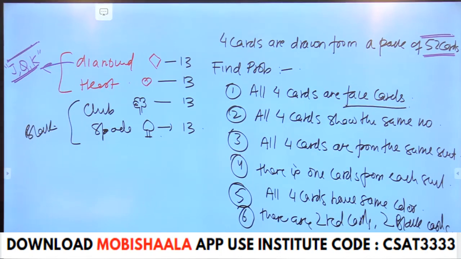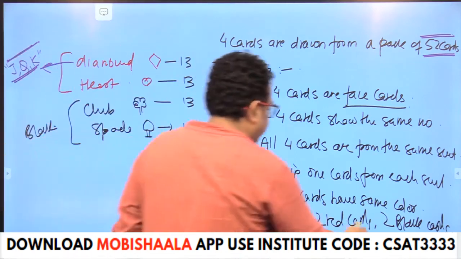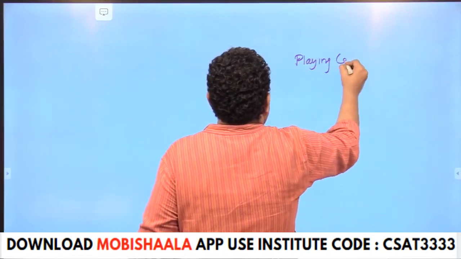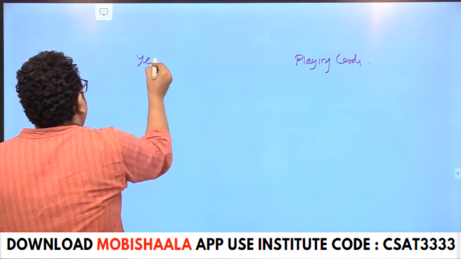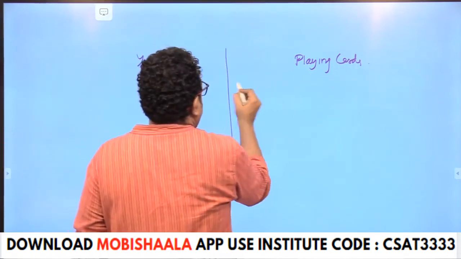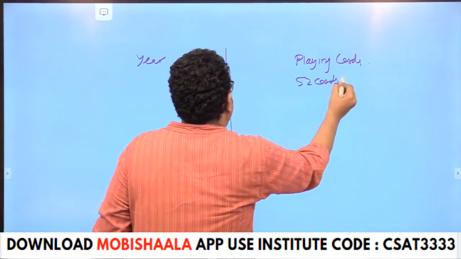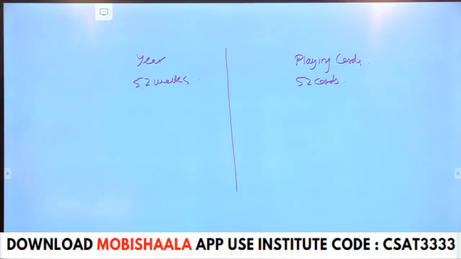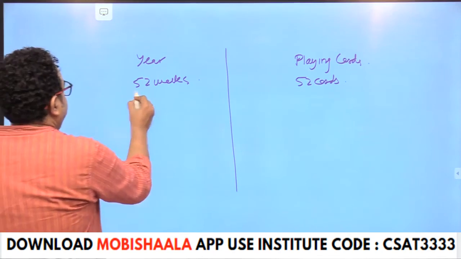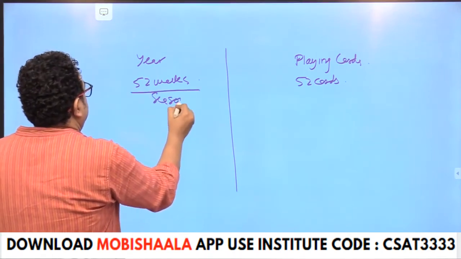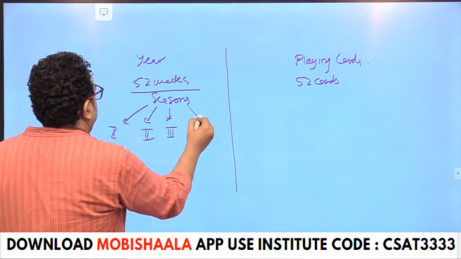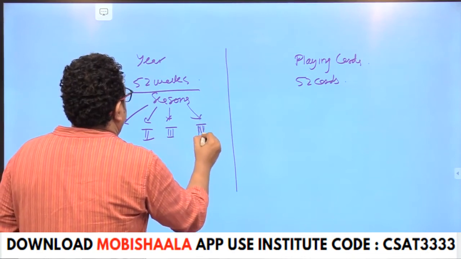Now I don't know how many of you know there is a relation between a year and playing cards. See this: cards and year. So how many playing cards are there? 52 cards. How many weeks are there? 52 weeks in a year. Clear? See the similarity. So how many seasons are there? 4 seasons.